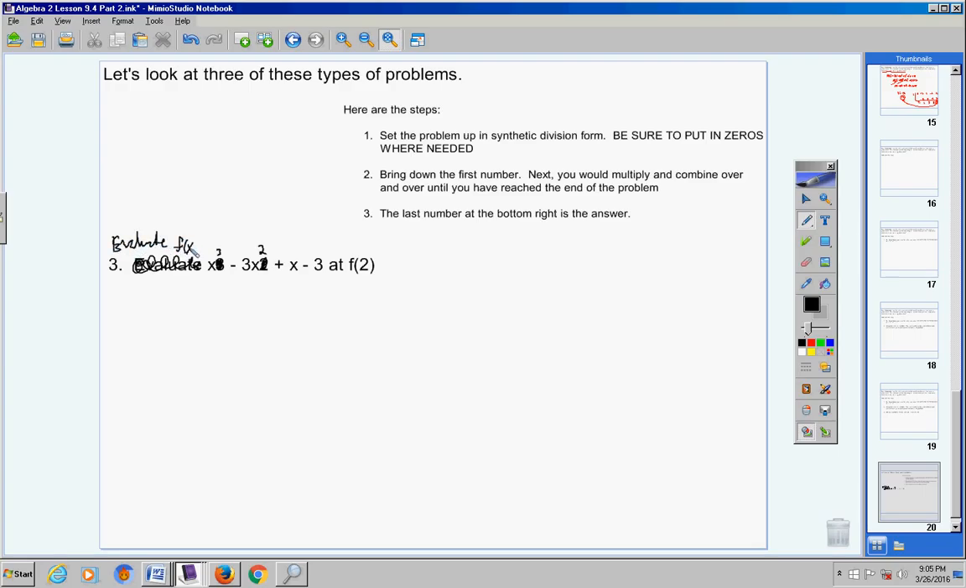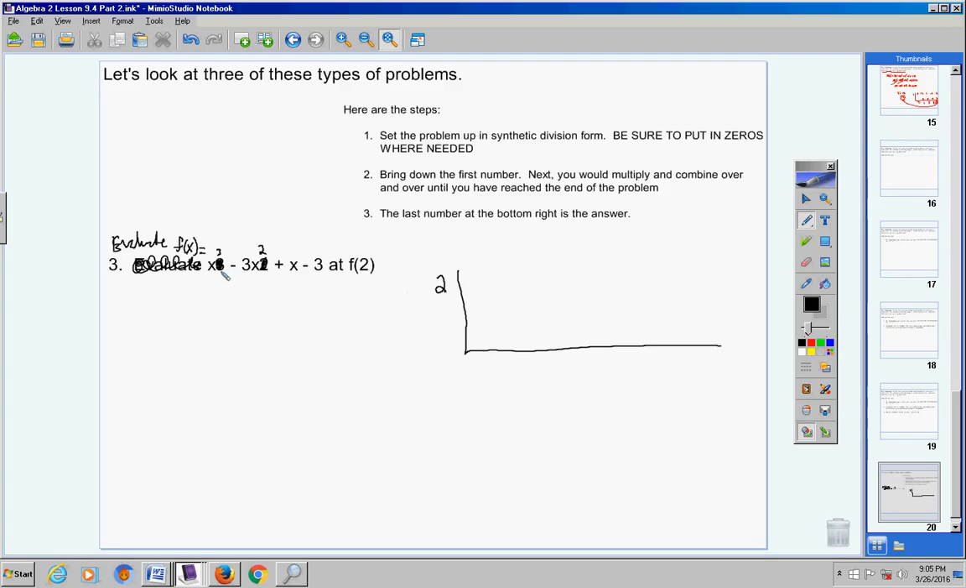Now remember in your notes, I would appreciate if you would put: evaluate f of x equals, and then put this at f of 2. That means everywhere there's an x, we're going to put in 2. If we were using the direct substitution method, which you're used to, but we're not going to, we're going to use synthetic division. Step 1, set the problem up in synthetic division form. So here we go, there's my box. I'm evaluating the function at 2. Do not change the sign.